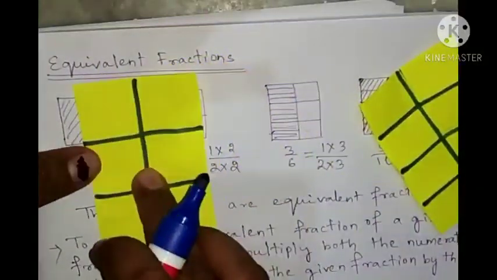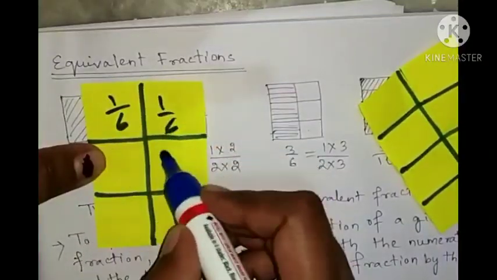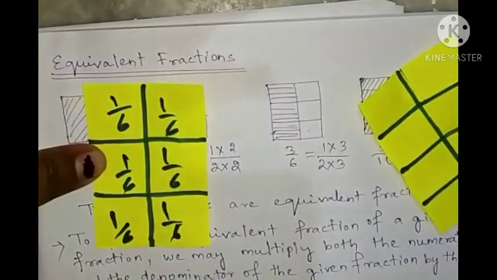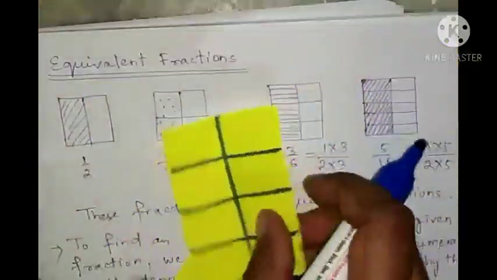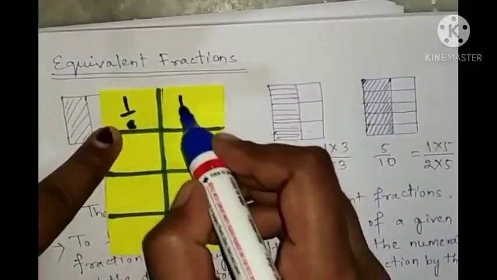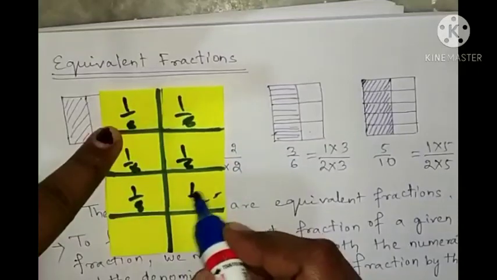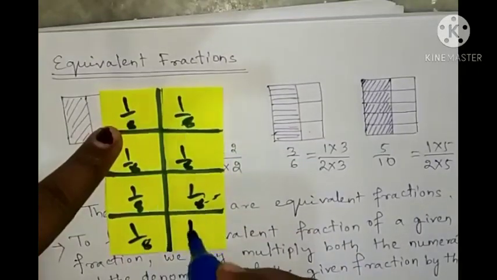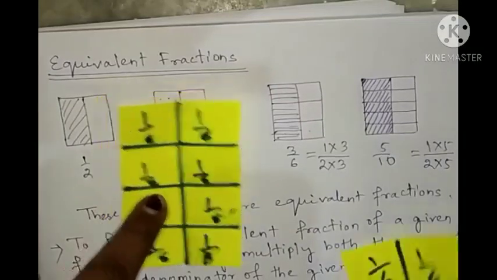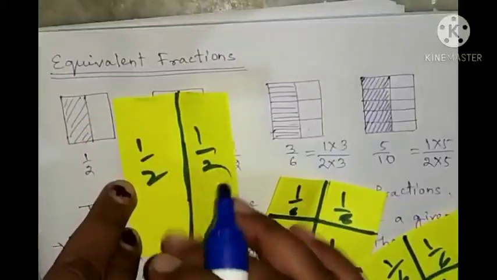Then I have divided into 6 equal parts. So 1 by 6, 1 by 6, 1 by 6, 1 by 6, 1 by 6 and 1 by 6. Then I have divided into 8 equal parts. So I can write it as 1 by 8 for each part. Each part is 1 by 8.